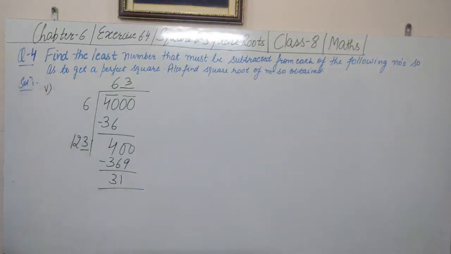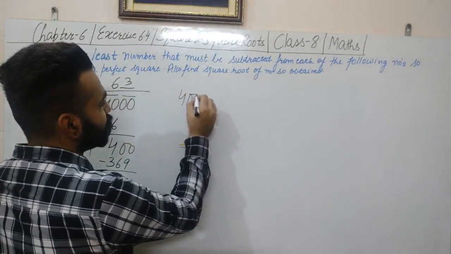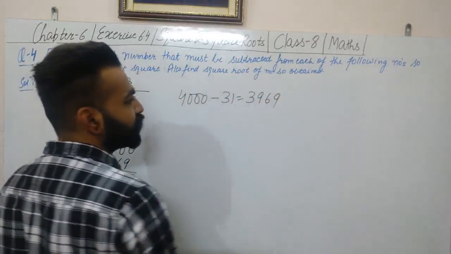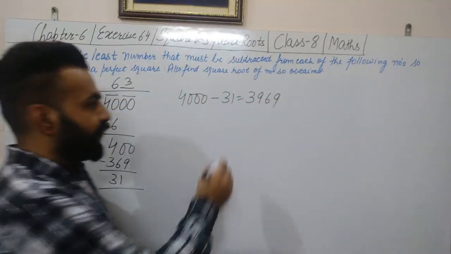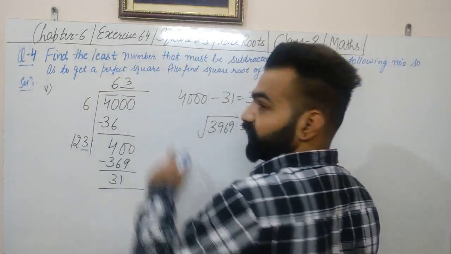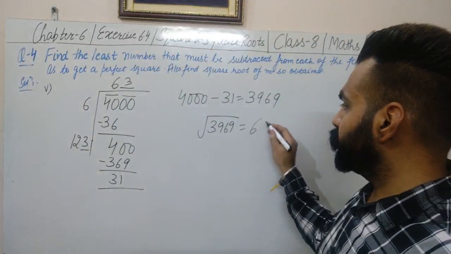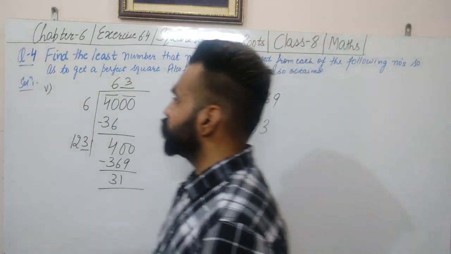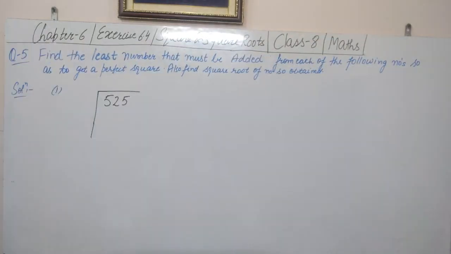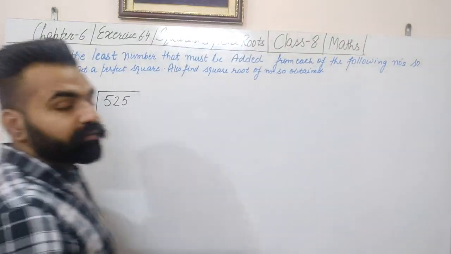So we have to subtract now 31 from the given number. So 4000 minus 31 is equal to 3969. So this is our new number, and square root of 3969 is the quotient here, that is equal to 63. So this was question number 4. So now question number 5.